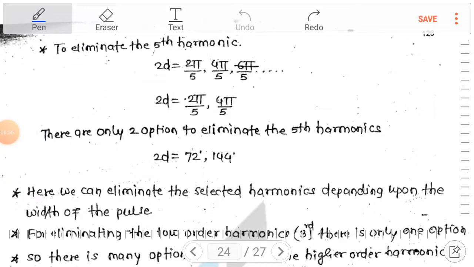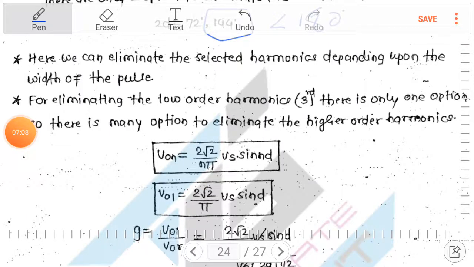To eliminate the fifth harmonic, we have two options here because 144 degrees is less than 180 degrees. So we can observe from here that for elimination of low order harmonics, there is only one option, and for higher order harmonics, we have many options of pulse width to eliminate it.